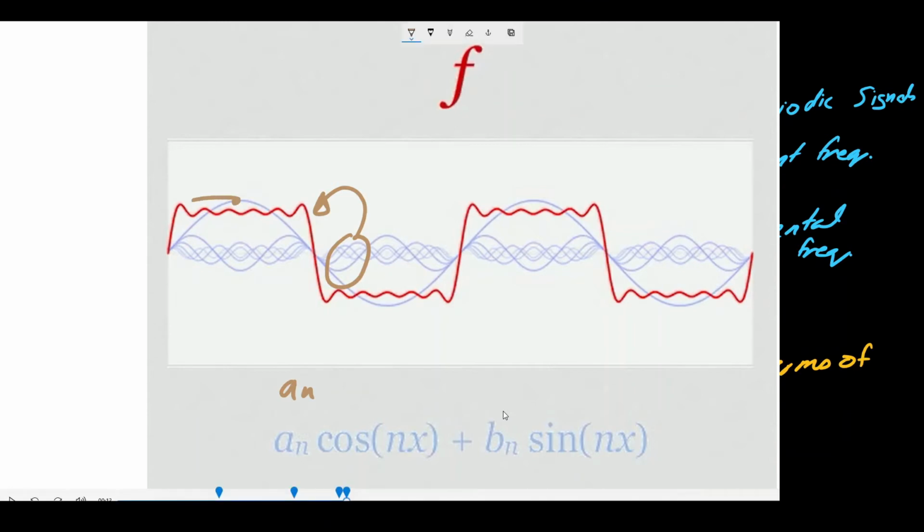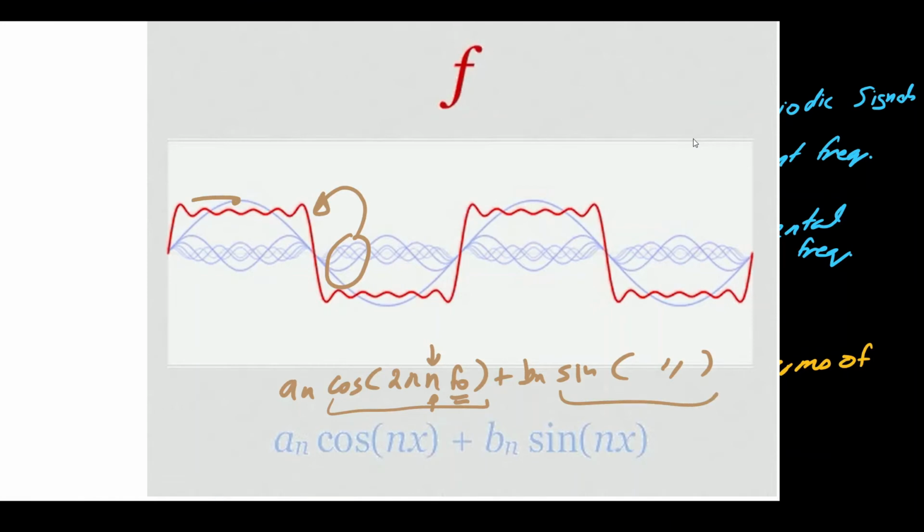So we can say that we have an, which is the amplitude of a given sinusoidal signal, and this is equivalent to cos 2 pi n f naught t, and n deals with the harmonic. This is our fundamental frequency, and for the first harmonic we have 1, for the second 2, and so on. Similarly, we have bn sine of the same function. So adding the simple sinusoids leads to this signal.